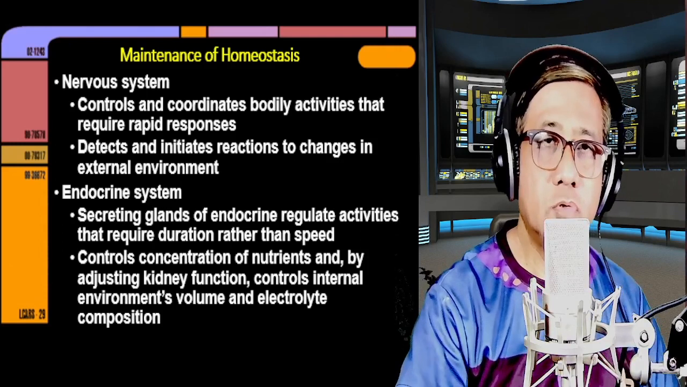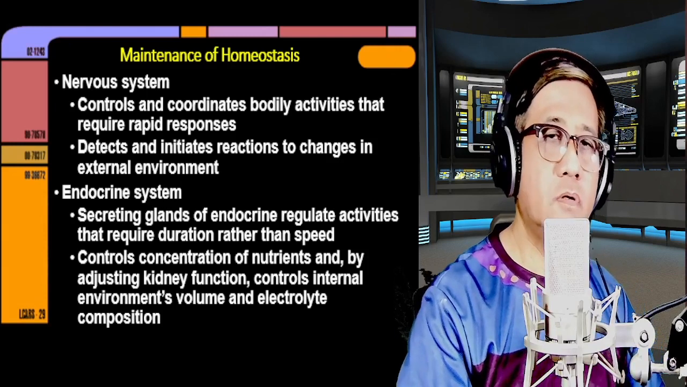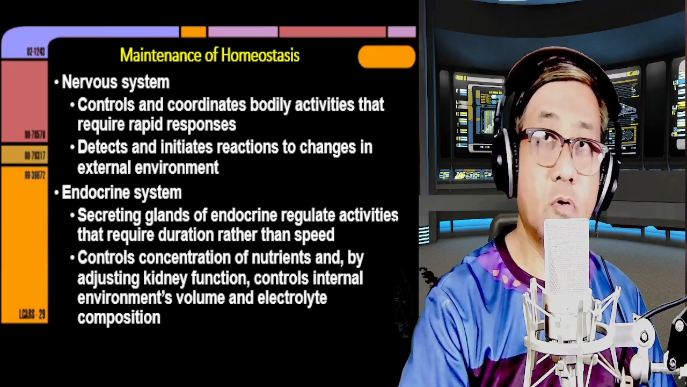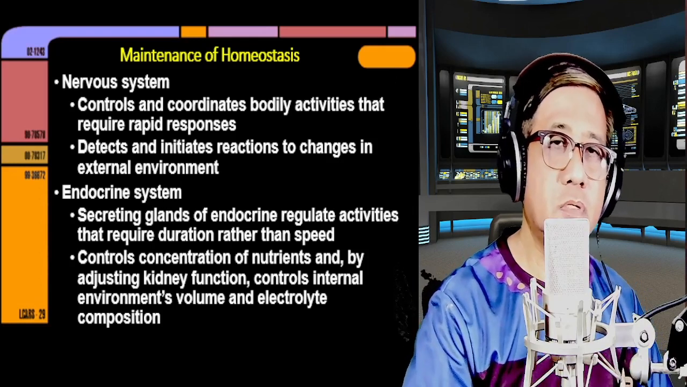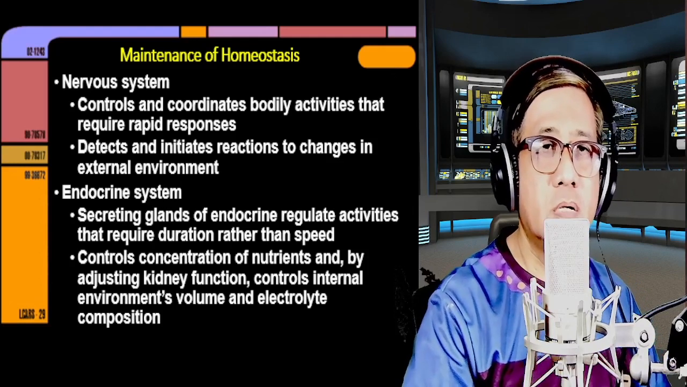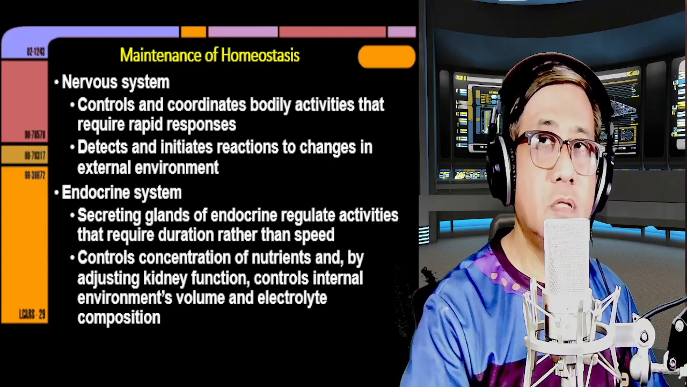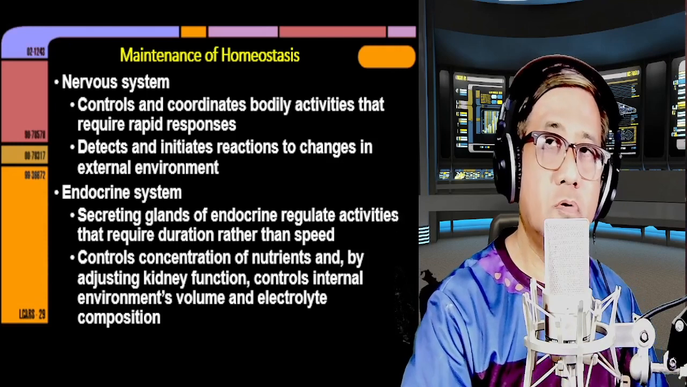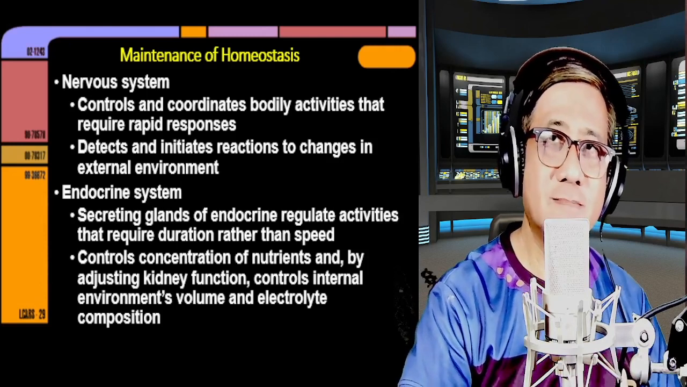It controls the concentration of nutrients, and by adjusting kidney functions, controls the internal environment's volume and electrolyte composition. So that's what our endocrine system regulates, like the concentration of nutrients, like glucose, right? Like I mentioned earlier, glucose concentrations can be regulated by secreting insulin, a hormone, by the pancreas. By adjusting kidney functions, there are glands that see to it that the kidney functions properly. Electrolyte composition is also regulated by hormones. So that's the job of the endocrine system in maintaining homeostasis.